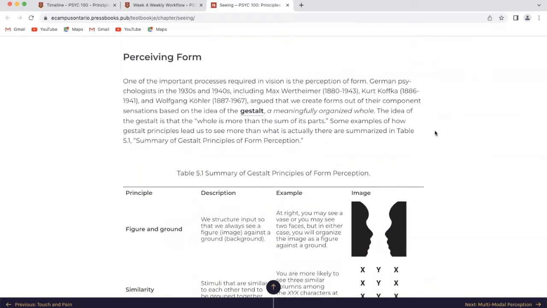Perceiving form. One of the important processes required in vision is the perception of form. German psychologists in the 30s and 40s, including Max Wertheimer, Kurt Koffka, and Wolfgang Köhler, argued that we create forms out of their component sensations based on the idea of the Gestalt, meaning an organized whole. The idea of the Gestalt is that the whole is more than the sum of its parts. Some examples of how Gestalt principles lead us to see more than what is actually there are summarized in Table 5.1.